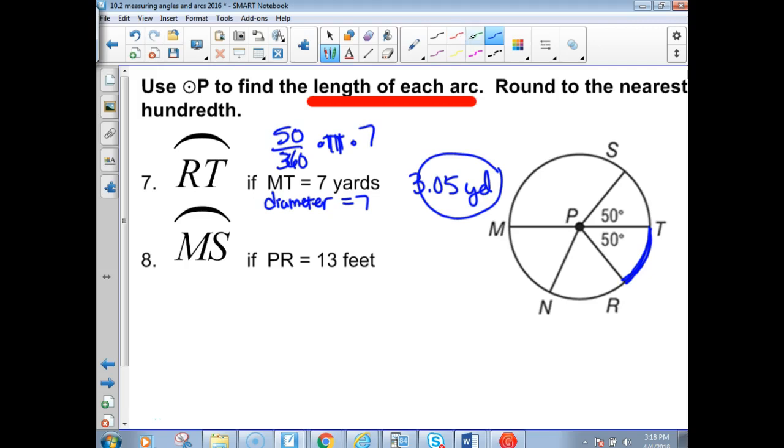Okay, now they changed the whole problem for MS. It's no longer a radius or diameter of 7 as in the last problem. I want to find arc MS, so I need to know the measure of that angle. If that's 50 and MT is a diameter, then this would be 180 minus 50, 130. So we take 130 out of 360 times pi, and then I have to ask, what did they give me? PR is 13. What is PR?